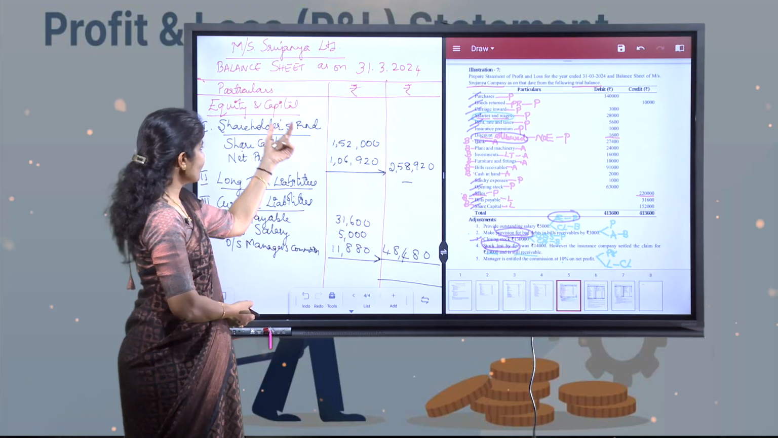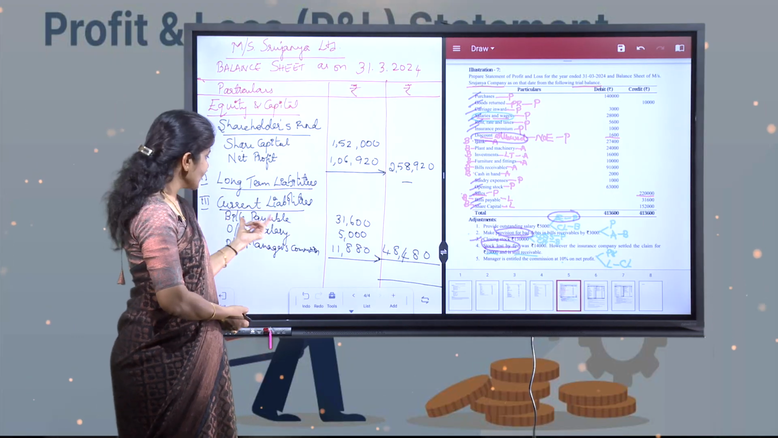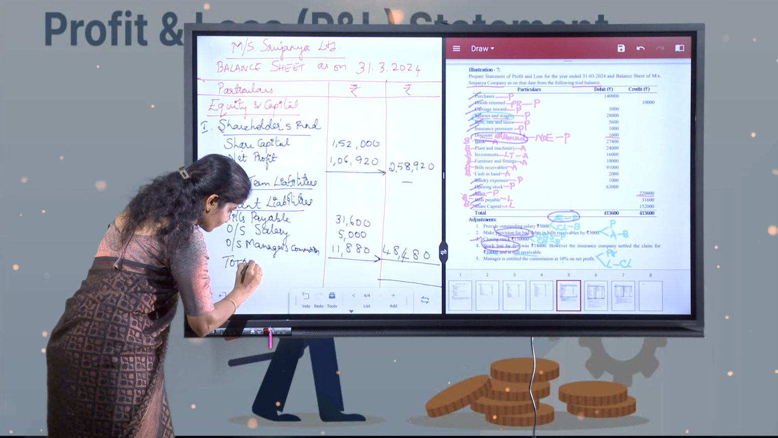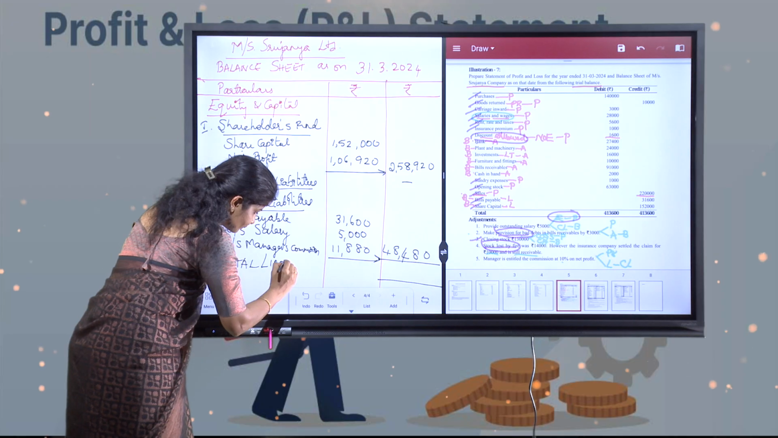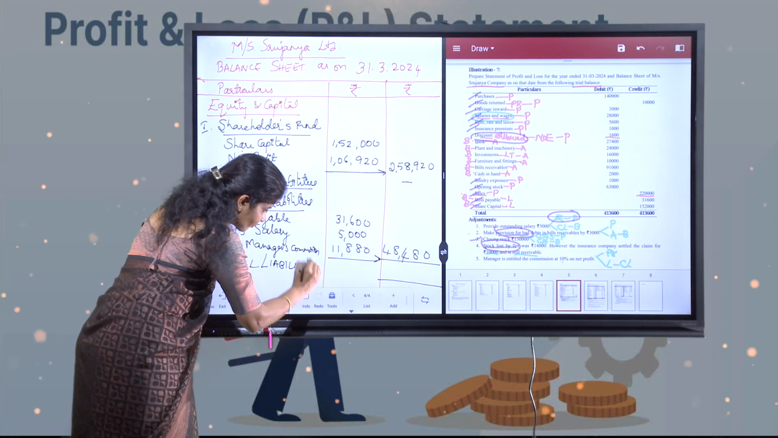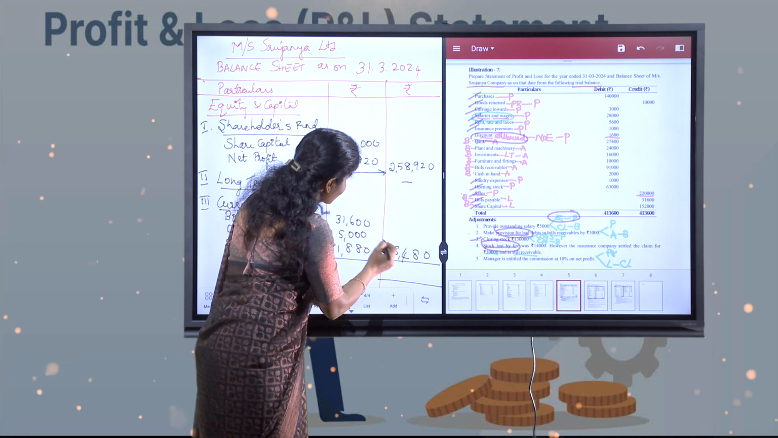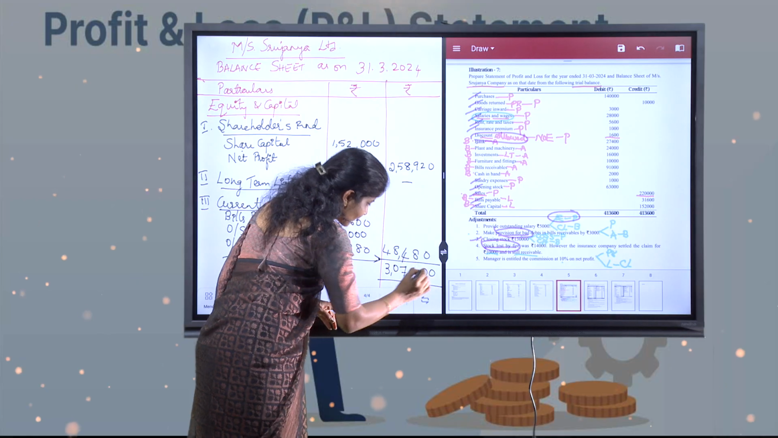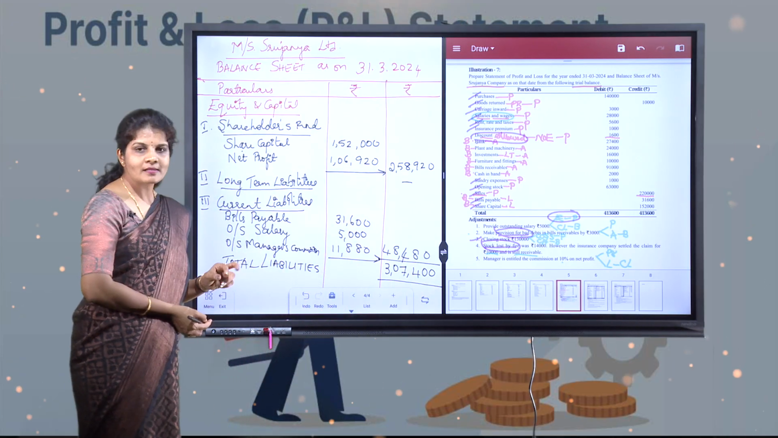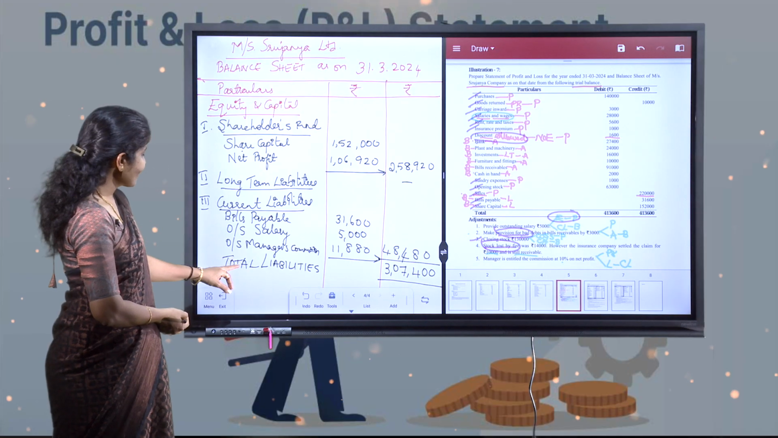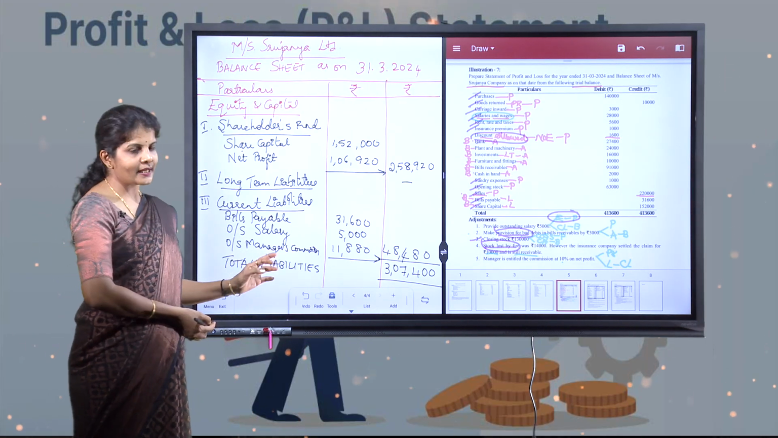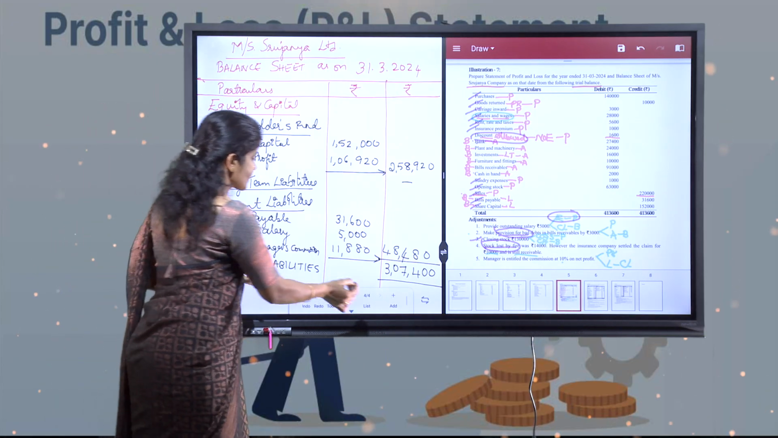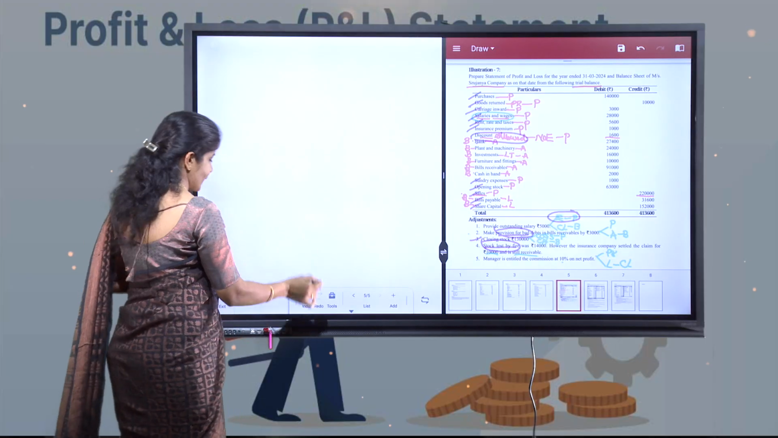If you take the total of shareholders fund, long-term liability and current liability, this is called total liabilities. So what is the total liabilities? If you take this total, you will get 3,07,400. So we have got liabilities of 3,07,400, and we should get the same amount on the asset side also. So let us do it. Since there is no space, let me go to the next page.